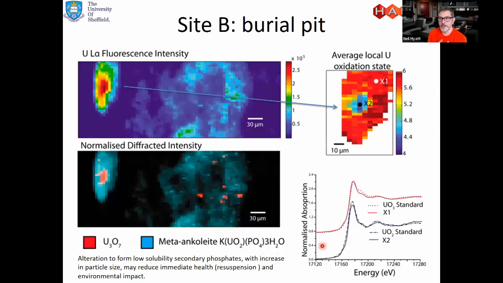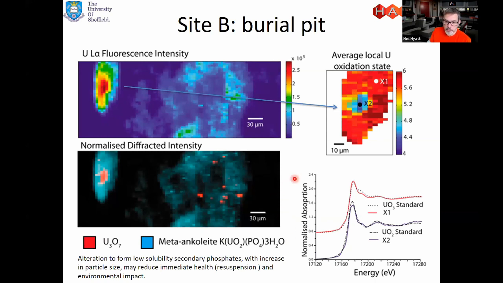So on this slide, we're again using XRF imaging and diffraction imaging combined with oxidation state mapping to pull all this together. On the previous slide, I showed you that in site B, we have particles which are characterized by the presence of meta-ankoleite as the major phase and residual U3O7. And so the spatial distribution of these phases now gives us some insight into the formation of meta-ankoleite as a secondary alteration phase.